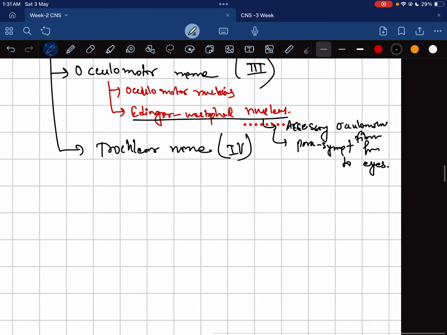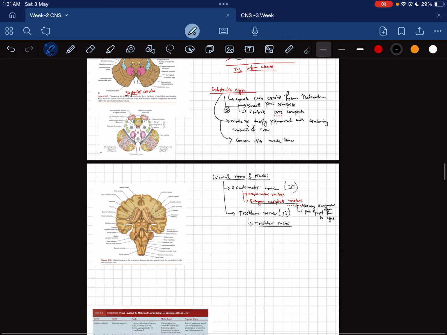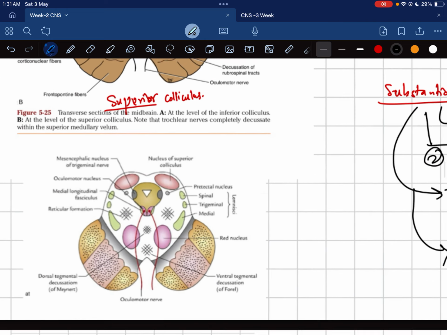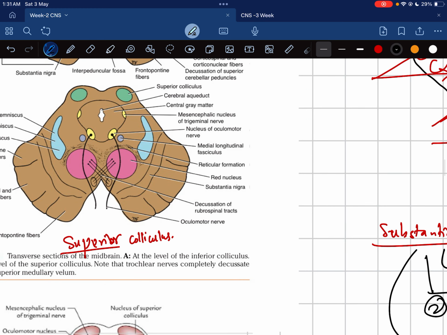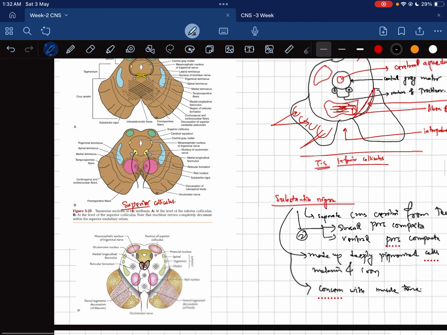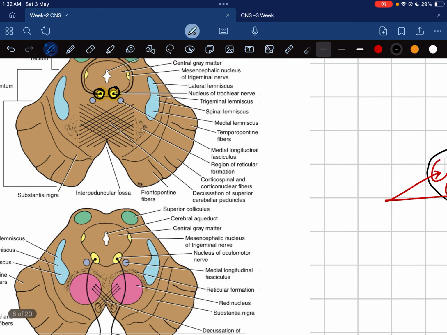Right. Moving to trochlear, it has trochlear nucleus only. We can see in this image: here is the nucleus for the oculomotor nerve, and there is a nucleus for trochlear. This is for trochlear. This is for oculomotor.